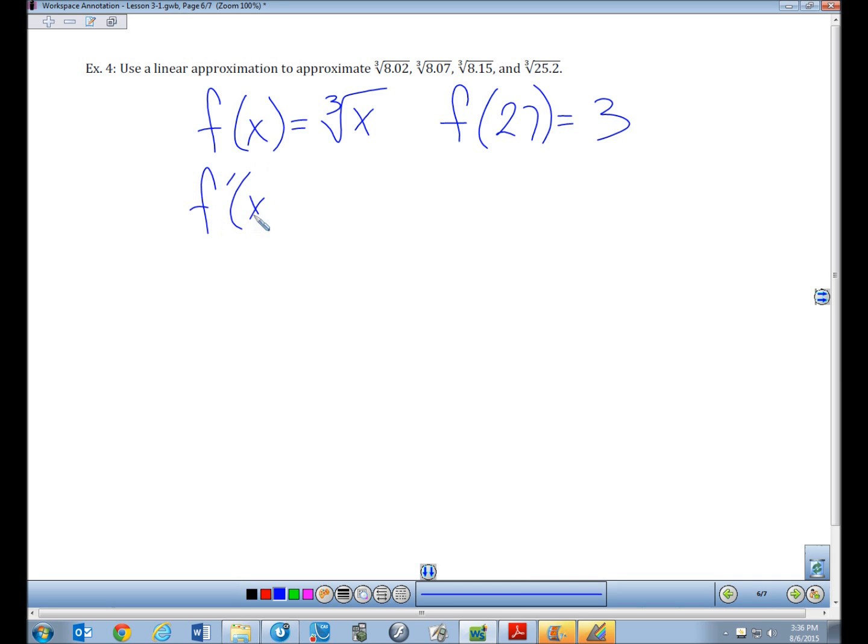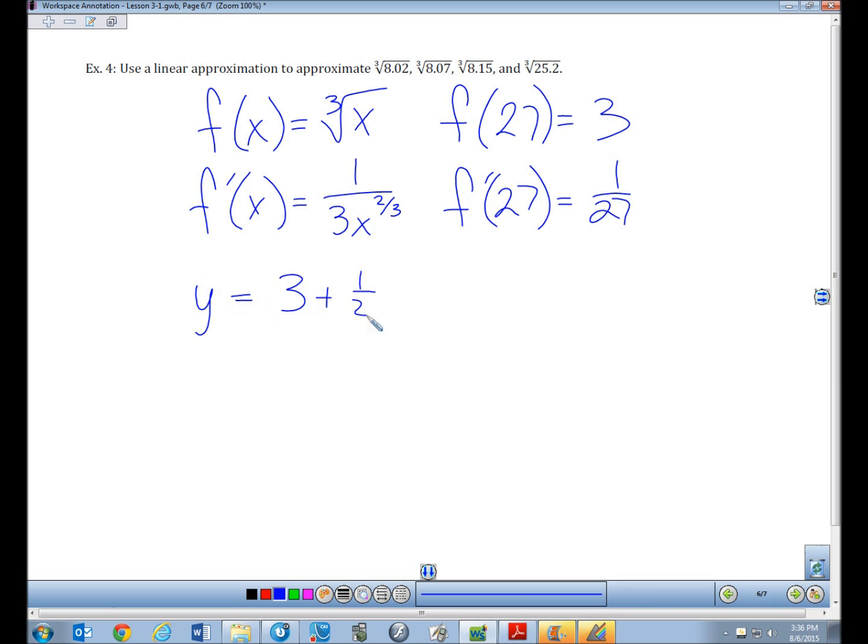F prime of x is still 1 over 3x to the 2/3. So f prime of 27 is going to be 1 over 27. Cube root of 27 is 3, squared is 9, times 3 is 27. So now we get y equals 3 plus 1 over 27 times x minus 27.